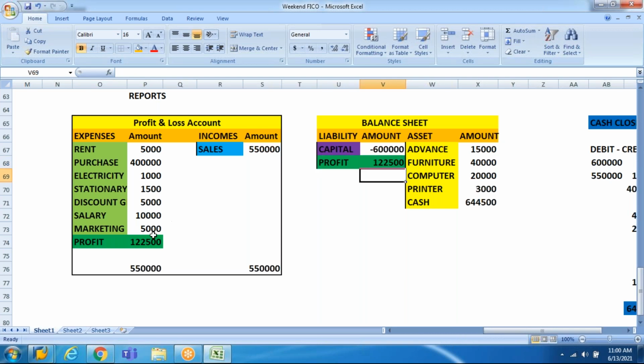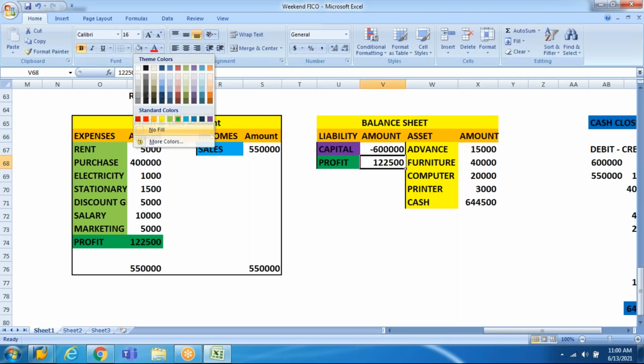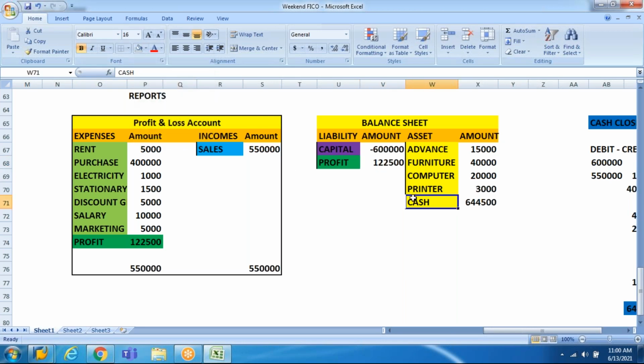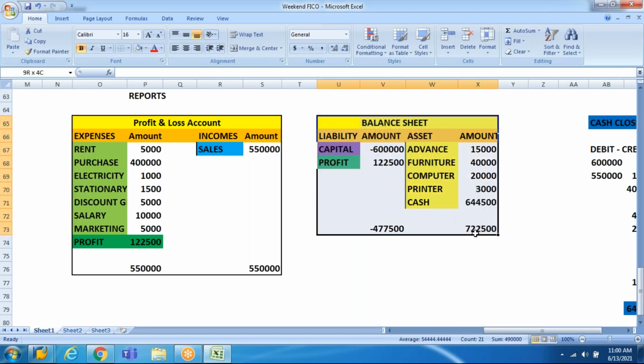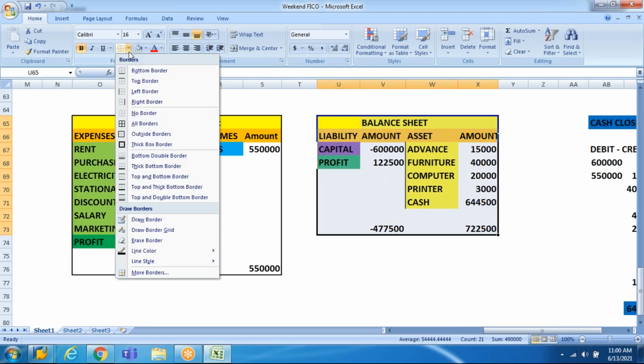Now here it is showing a debit balance. Does it mean I can straight away take this figure? No, right? So let me consider the same figure and let me do a total. Let's see what happens. Is the balance sheet tallying? No. Why?